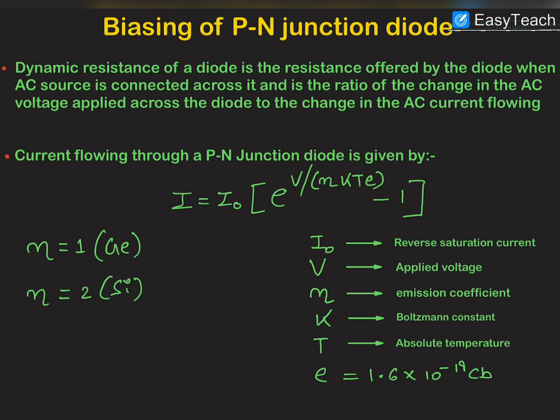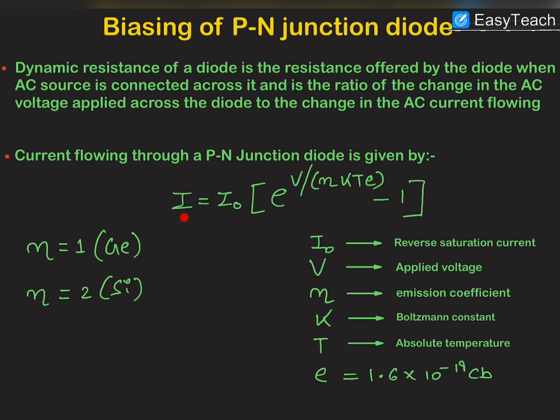This is the range. And the current flowing through the PN junction diode in any biasing, either forward or reverse biasing, is I equal to I naught e to the power V upon eta kT, where I naught is the reverse saturation current, which we will be discussing in the reverse biasing. And V is the applied voltage, eta is the emission coefficient, which is 1 for germanium and 2 for silicon. K is the Boltzmann constant, T is the absolute temperature, and e is the electronic charge.